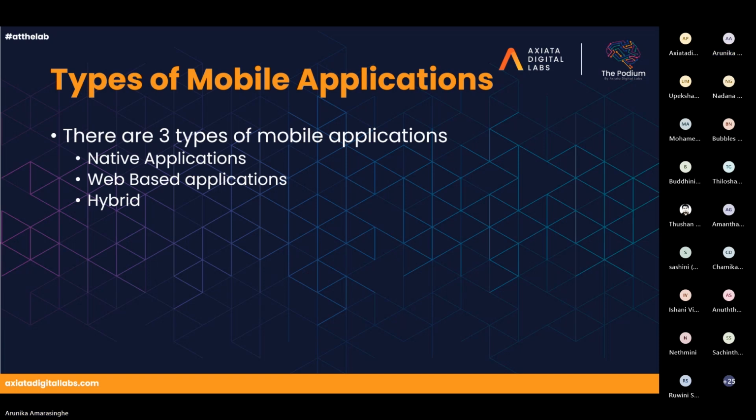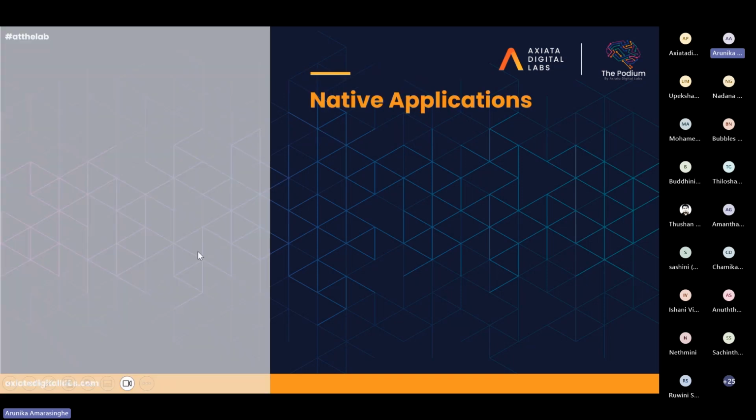As you all know, there are three types of mobile applications. First is the native applications. The other one is web-based, and the third one is hybrid applications. These are the three types of mobile applications which are commonly available in the market. Now let's discuss a little bit further the types of mobile applications.